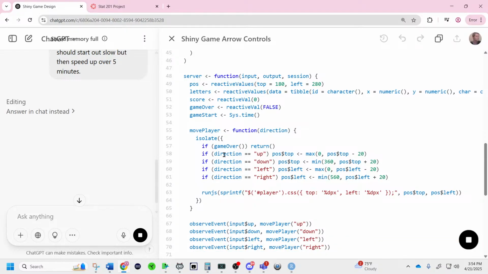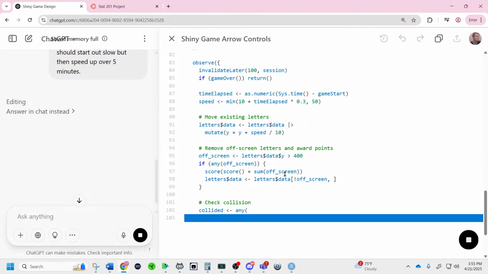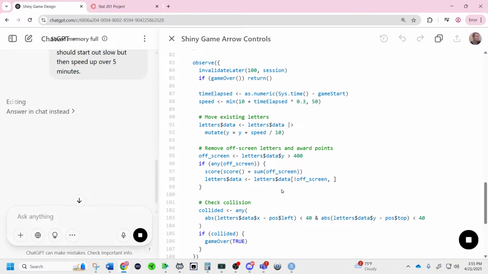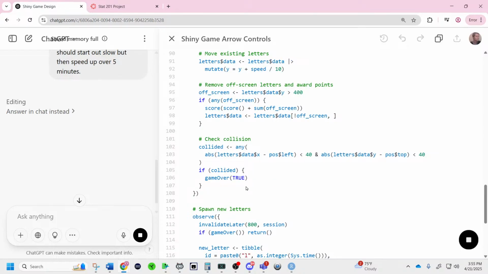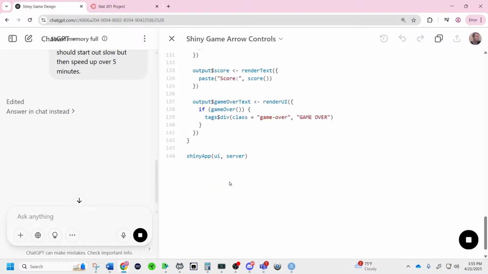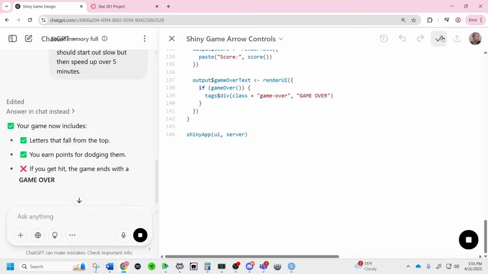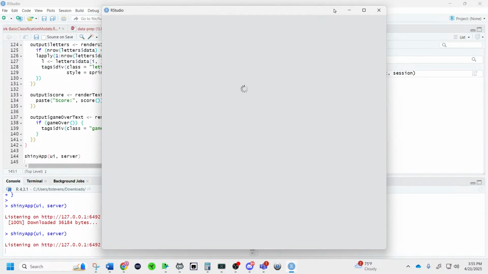If you look, it's kind of the same thing. If someone presses this, do this. And it isolates, like, finds out the keyboard you do. If game over, return. Okay, it's not that much extra code so far. And then it's moving the other letters. That's good. Check for collision. So it's going to see if you're in the same spot. If collide, then game over is true. So then it changes that to game over. And this might work. This might work. Looks theoretically accurate.